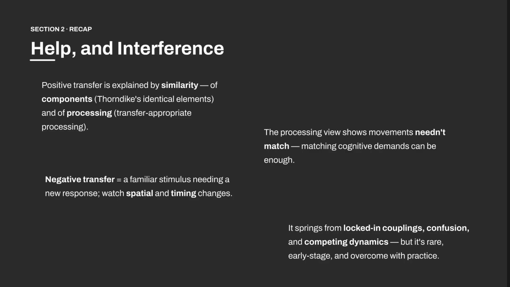On the other side, negative transfer is when a familiar stimulus requires a new response, and its two danger zones are spatial location changes and timing structure changes. It arises from three sources: locked-in perception-action couplings, plain cognitive confusion, and competing intrinsic dynamics. And it can even reach backward to destabilize an old skill. But carry out the headline that keeps it in perspective. Negative transfer is rare and temporary, an early-stage phenomenon that practice reliably overcomes.